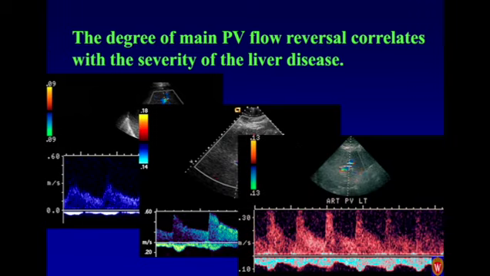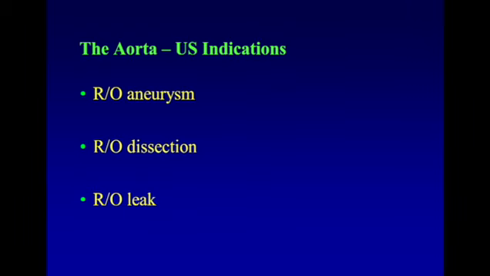As the liver disease worsens, the degree of flow slowing or reversal increases, except in the presence of a paraumbilical vein. We'll get back to that later. So the liver disease will correlate with this. All right, let's look at some other vessels.